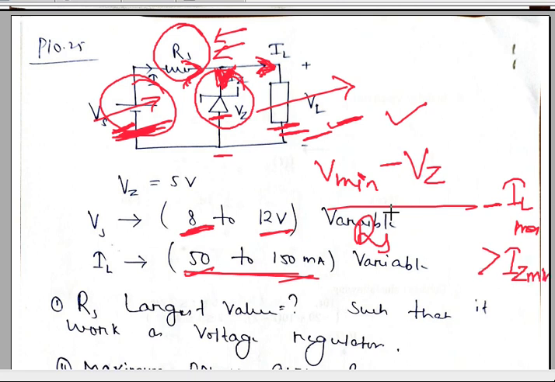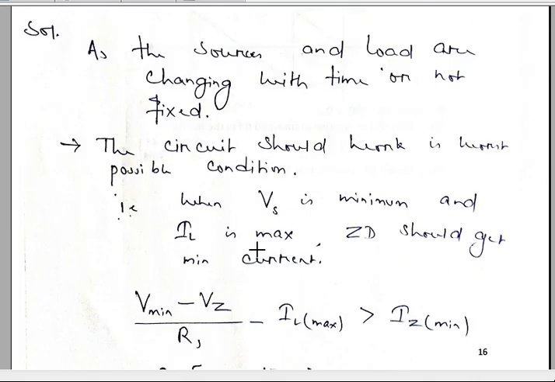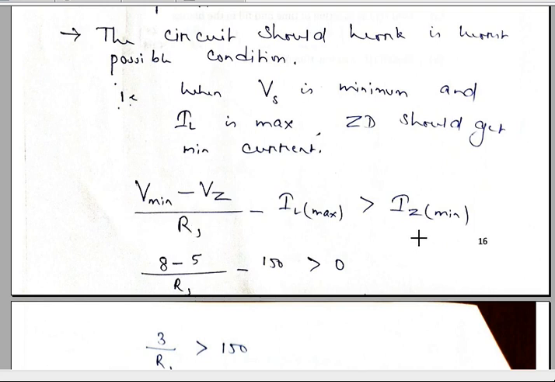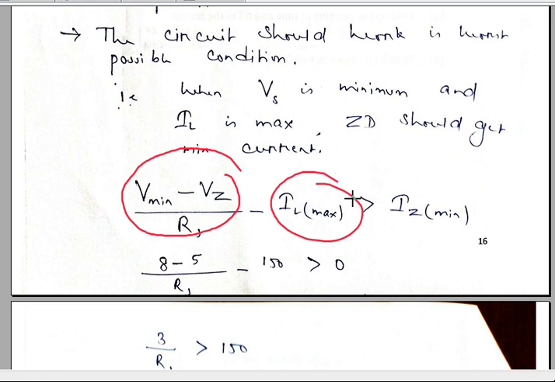So this is one equation, meaning in the worst possible case the Zener diode current should be more than its minimum value, but in this question IZ minimum is not mentioned, so we can assume it to be 0. This is the equation. This is the current across RS, this is the load current, and this minus this is your Zener diode current. It should be more than the Zener diode minimum current. Here nothing is mentioned, so we will assume it to be 0.